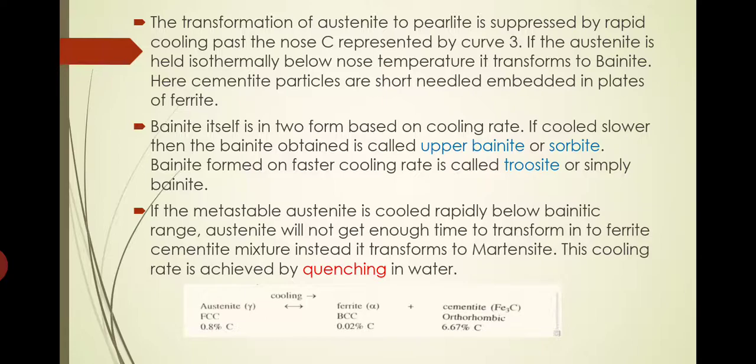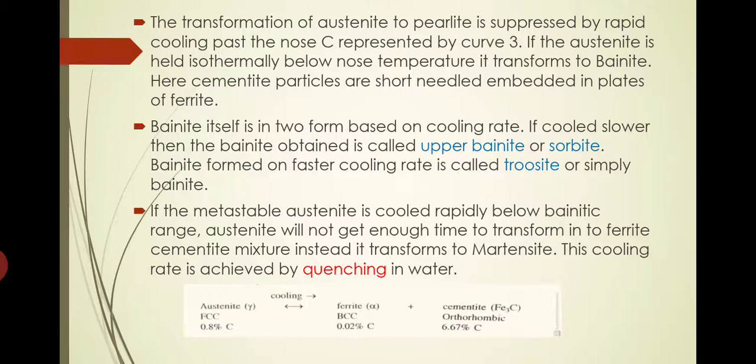So bainite itself is divided into two forms based on the cooling rate. If cooled slower, the bainite obtained is called upper bainite. Just below the normalizing or air cooling temperature, the structure finally obtained is known as upper bainite, or simply sorbite. If we further decrease the temperature or increase the cooling rate, then the final structure obtained is simply known as bainite, or otherwise troostite.